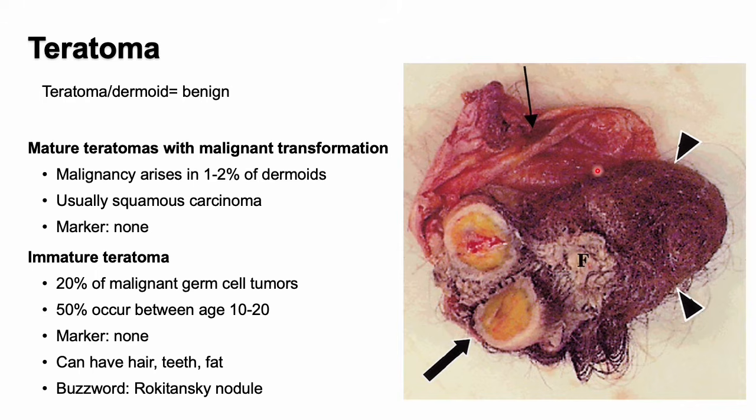This is a picture of a teratoma with hair, with fat. It can have teeth in there. And then a typical buzzword for a benign teratoma is a Rokitansky nodule.